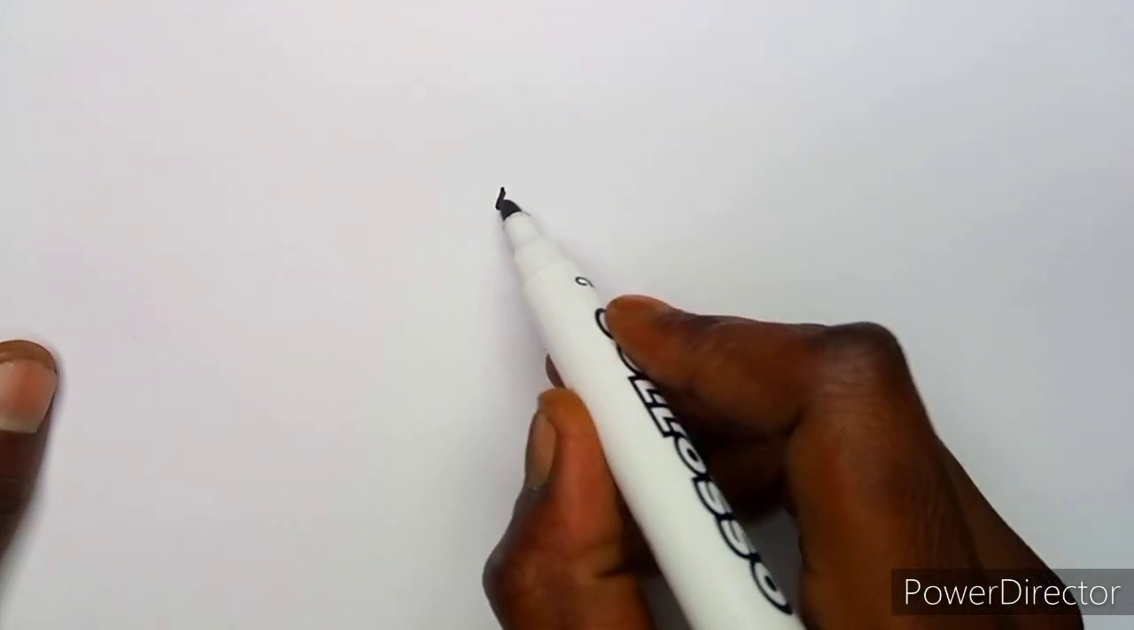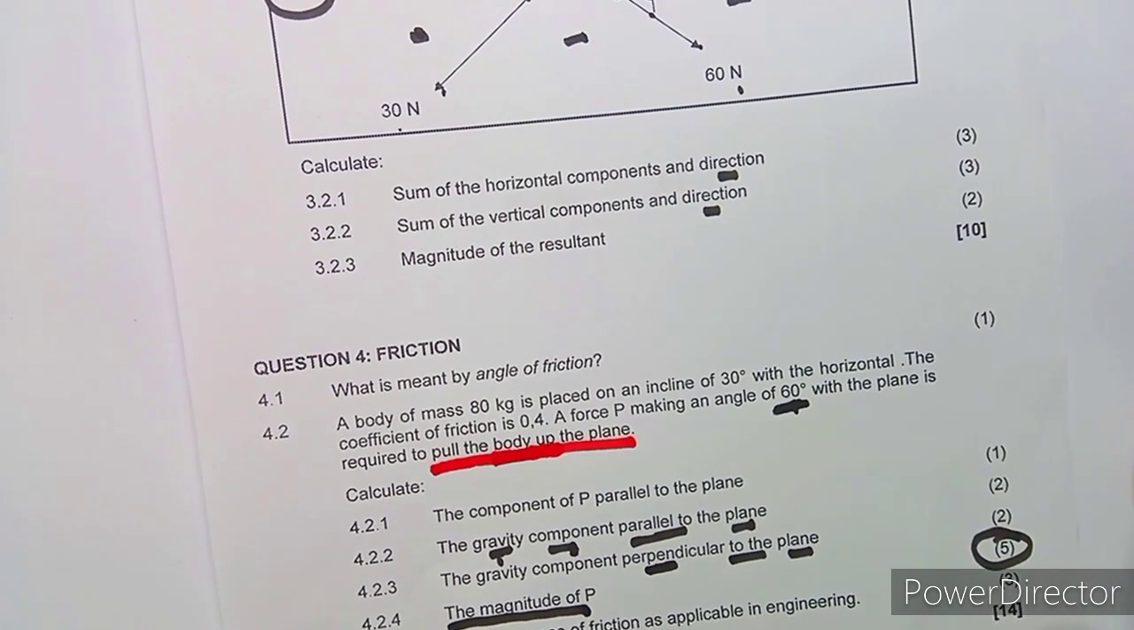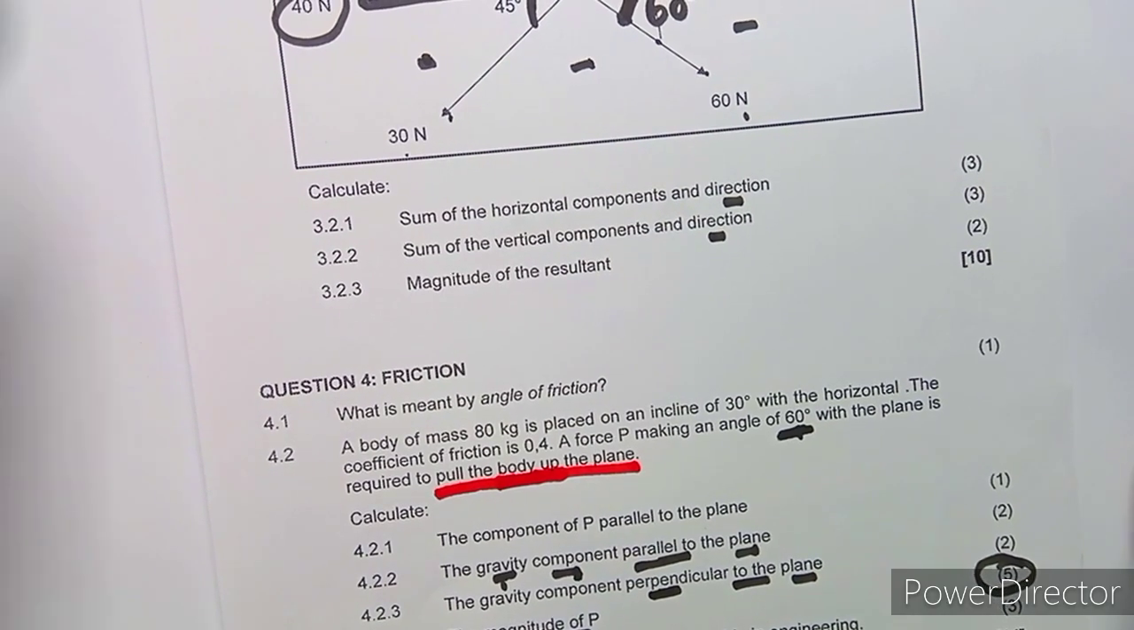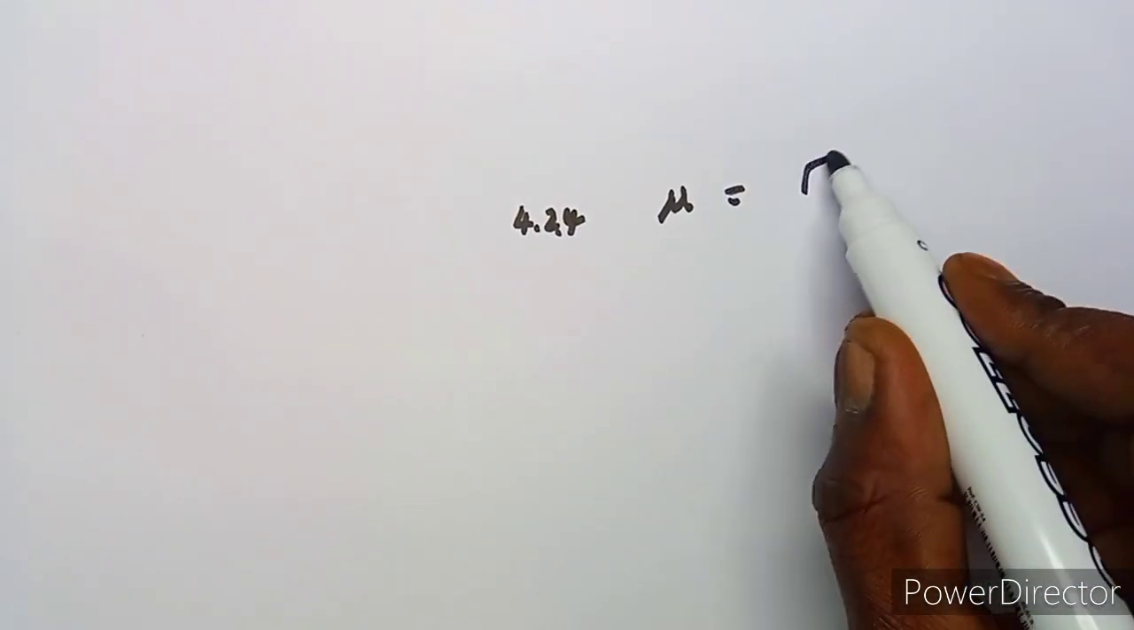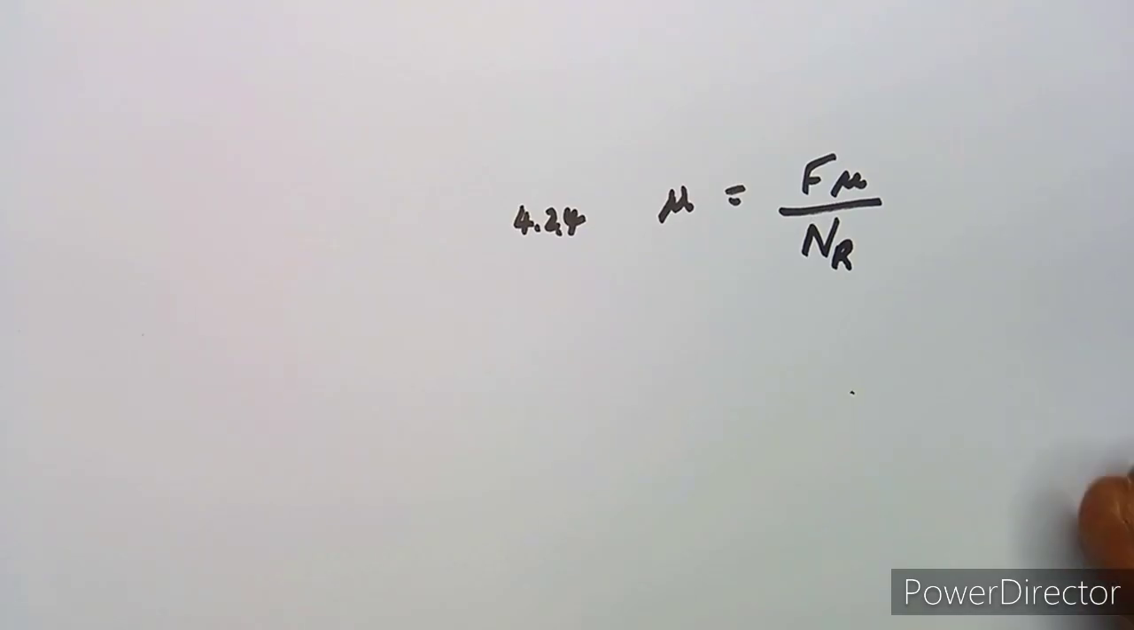This is 4.24, right? Where did I put this question paper now? That is 4.24. We know that whenever you are given the coefficient of friction, you can actually work something out from there. You've got the coefficient of friction, which you know is the frictional force over the normal reaction.